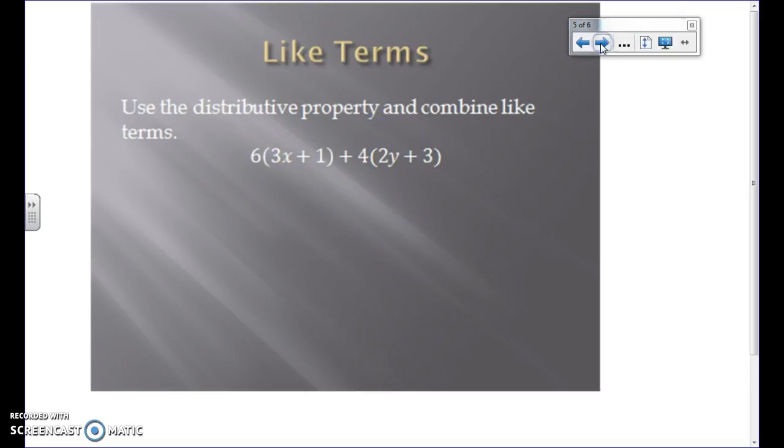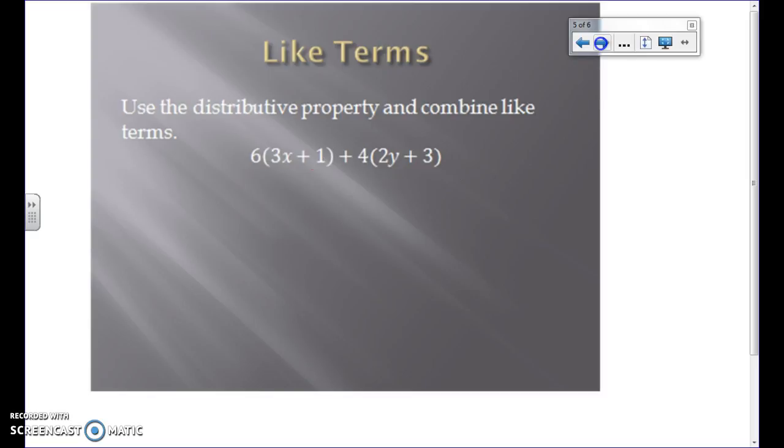Let's take a look at another one. This time I do have a coefficient in front of the parentheses on both parts. Now looking inside the parentheses, I see a 3x and a constant. I see a 2y and a constant. Unfortunately, those cannot be squished together. They are not called like terms. Their variable parts are not exactly the same. So unfortunately, I'm not allowed to just ignore the parentheses this time.